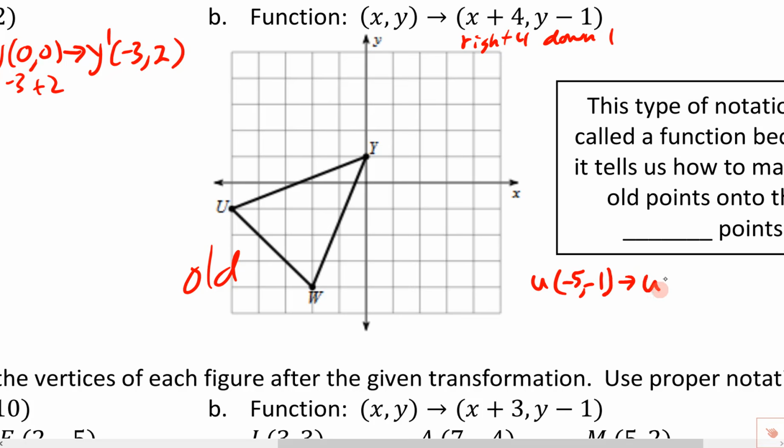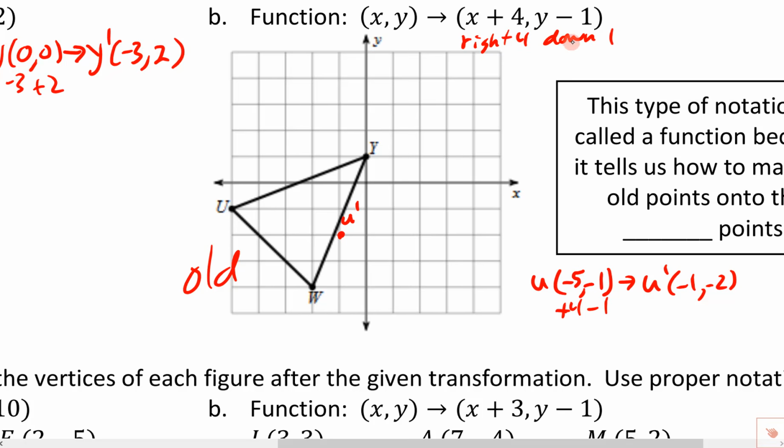Okay? And then we want to make this new point. So we're going to add 4 to this, and we're going to subtract 1 from that. So let's see, this is going to be negative 1, negative 5 plus 1. Negative 5 plus 4 is negative 1, and negative 1 minus 1 is negative 2. So let's see if we end up in the right place. u prime is going to be at negative 1, negative 2. So back 1 and down 2. So this right here is u prime right there.